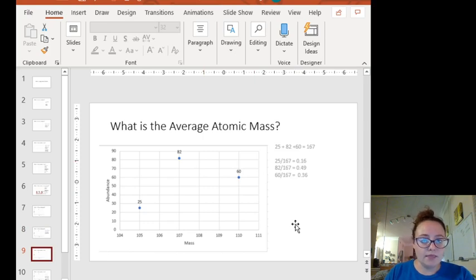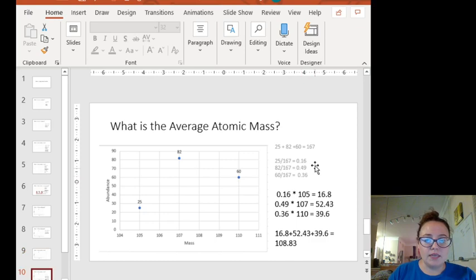Take another minute, pause the video, try to figure out what the average atomic mass is. So we take each one of these relative abundance values and multiply it by the mass. So 105 goes with 25. Or the first one that you calculated. If you go in order, you can think of it that way. The first one goes with the first one. The second one goes with the second one. You just have to be very strict on how you calculate that and the order that you do it in.